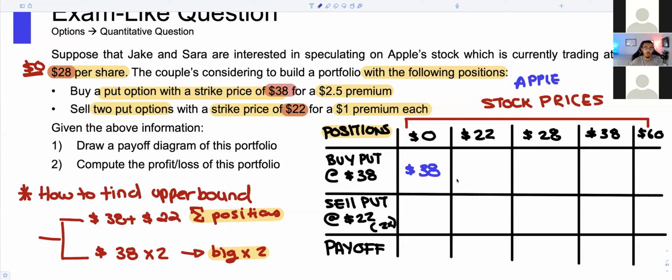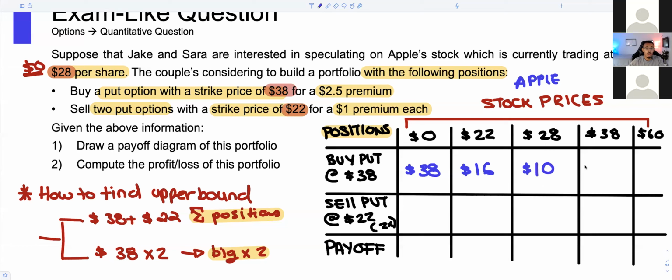What if it's 22 bucks? You could sell at $38 instead of 22. How much is the total payoff in that case? It's 22 bucks, the price of Apple on the market, but you are able to sell it at 38 bucks. So what is your payoff in that case? 16. There you go. If it's $28 on the market and you can sell it at 38, what is your payoff? 10. There you go.